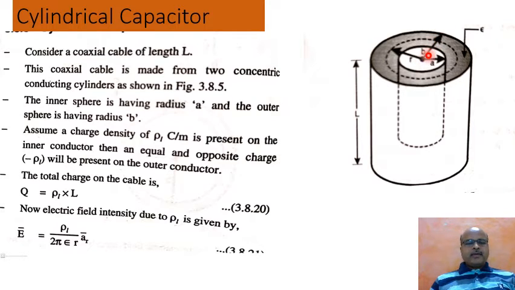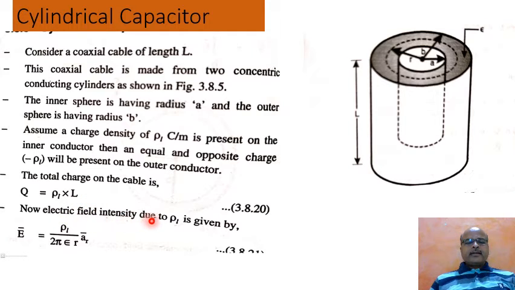equal to b. Assume a charge density of rho L coulomb per meter is present on the inner conductor, then an equal and opposite charge, minus rho L, will be present on the outer conductor. So if rho L is present on the inner conductor, then minus rho L is present on the outer conductor. The total charge on the cable is Q equal to rho L into L.